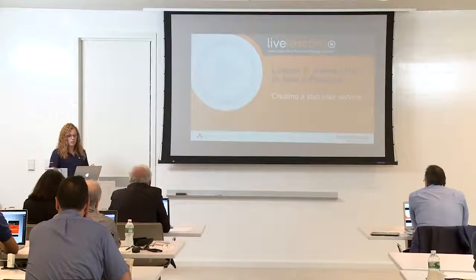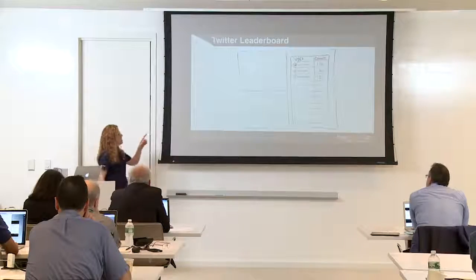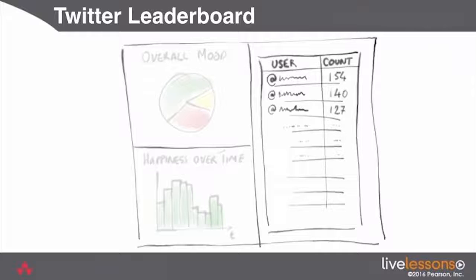So the first thing we're going to do is work on this Twitter leaderboard. We're going to have a Twitter handle here and the number of times they've tweeted on the left-hand side. In order to do this, I don't want to create the whole of the architecture just to work on this bit of the UI.